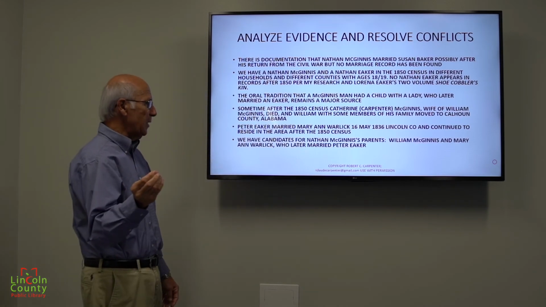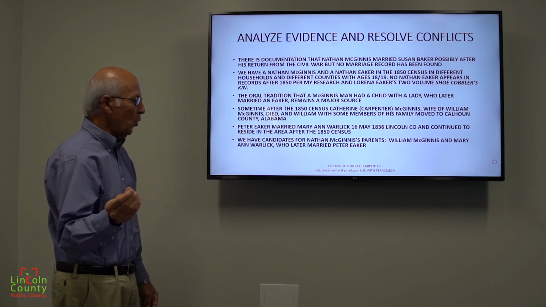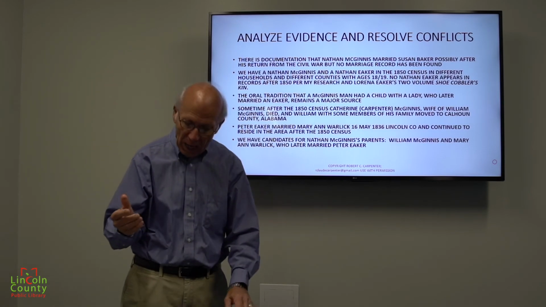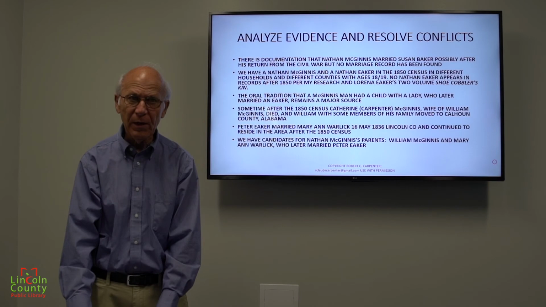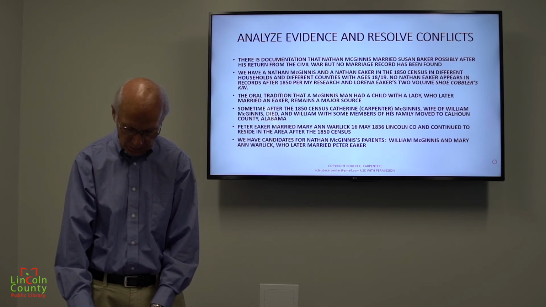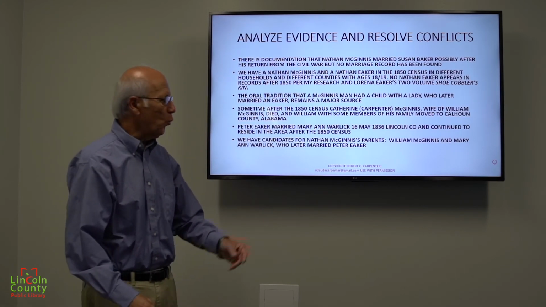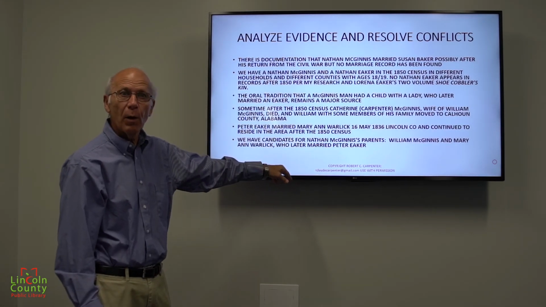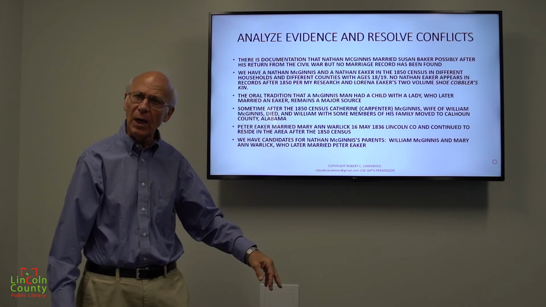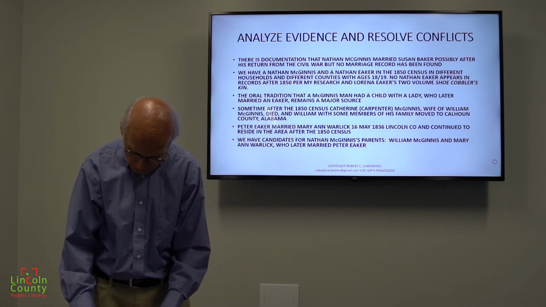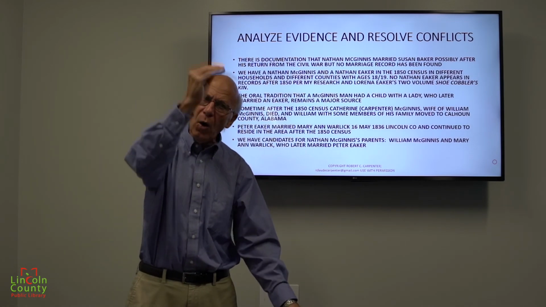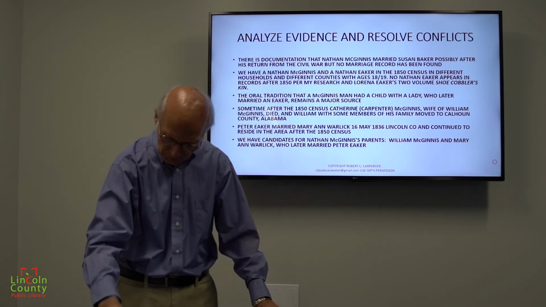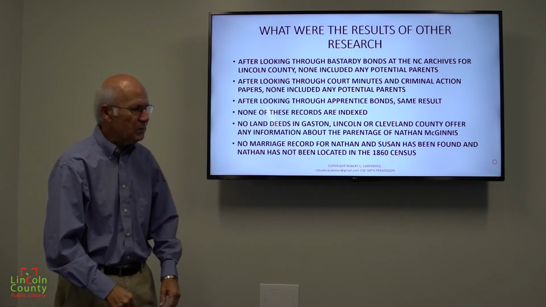We have candidates for Nathan's parents, William McGinnis and Mary Ann Warlick, who later married Peter Aker. Have we proven at this point that Nathan McGinnis' parents were William McGinnis and Mary Ann Warlick? Well, the answer is probably not yet. No. We've got a lot of other research that we need to do. Remember, all of our research strategies, basically the only thing that we've done here is census. So let's look at what that other result says.